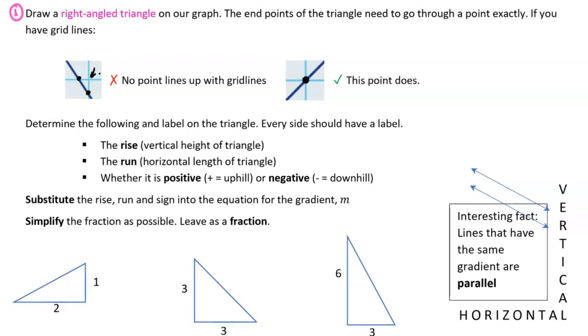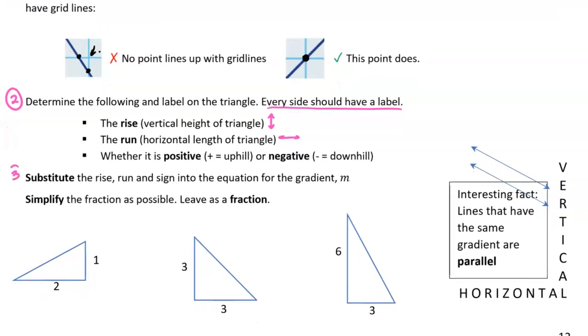Then, number two, we're going to determine and label the following on the triangle. Every side should have a label. So the rise and the run I mentioned before, here's what they actually mean. The rise is going to be the vertical height of the triangle, so how many units tall it is. The run is going to be the horizontal length of the triangle, so how far left or right it goes. And then we're going to put a little note of whether it's positive or negative on the remaining side. Big trick here, you're often going to get negative gradients, and if you're not careful, you'll forget the sign. So this is a really helpful step to remember.